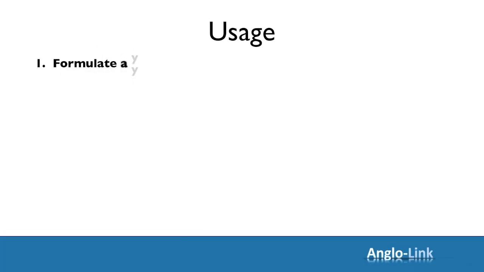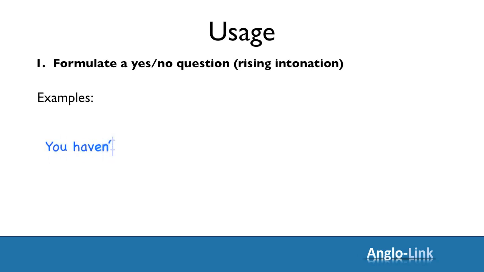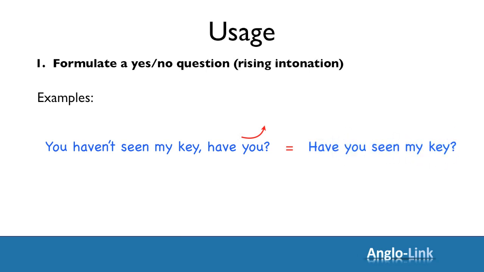As I said, the first usage of a question tag is to formulate a simple yes-no question, but in this case, you have to use a rising intonation. Let's look at some examples. You haven't seen my key, have you? It's the same as saying, have you seen my key? You expect either a yes or a no answer. No, I haven't. Or, yes, I have. It's over there.